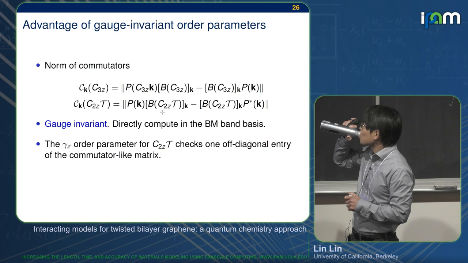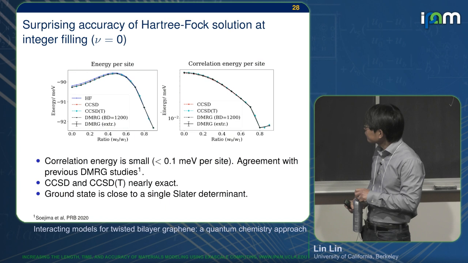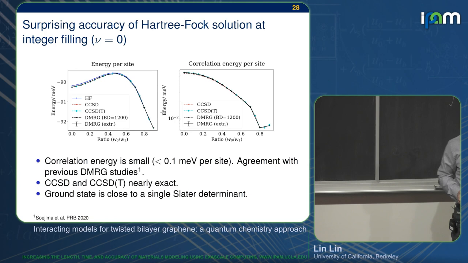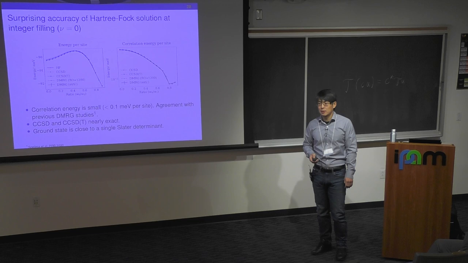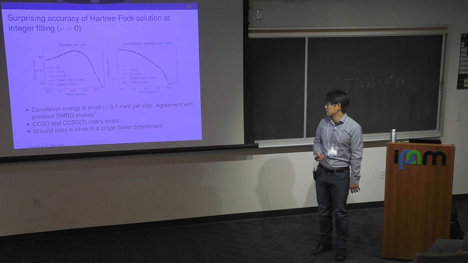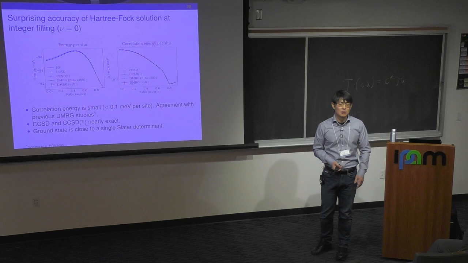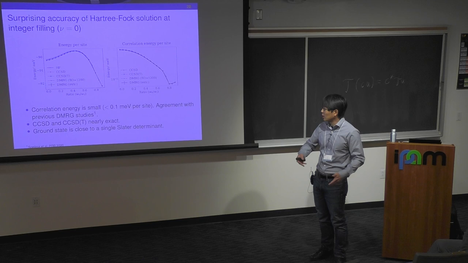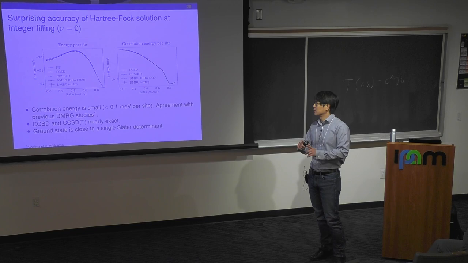So now let me talk about some results. First is the surprising accuracy of the Hartree-Fock solution at integer filling. The community, as far as I know, took a while to reach this point, because several groups put a lot of effort into their own customized implementations of DMRG, trying to go beyond Hartree-Fock, and they realized it's almost the same thing. Now we also have some analytical understanding, and several other groups have as well, of why Hartree-Fock is so good in some integer filling regimes for certain models.